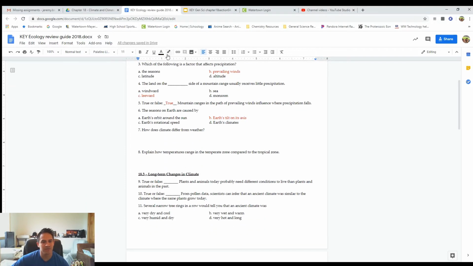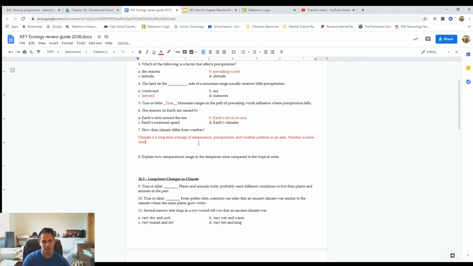Number seven, how does climate differ from weather? Climate is an average of temperature, precipitation, weather patterns, etc. over a long period of time, whereas weather is short-term, more of a day-to-day kind of thing. So we can say that climate is a long-term average of temperature, precipitation, and weather patterns in an area. Weather is more short-term, day-to-day.